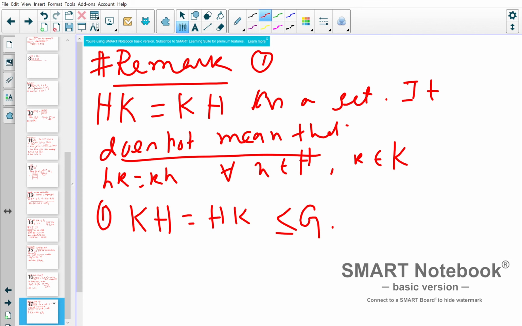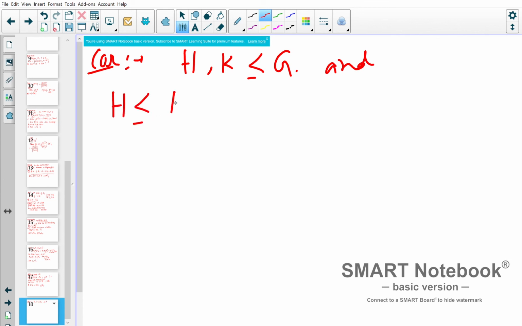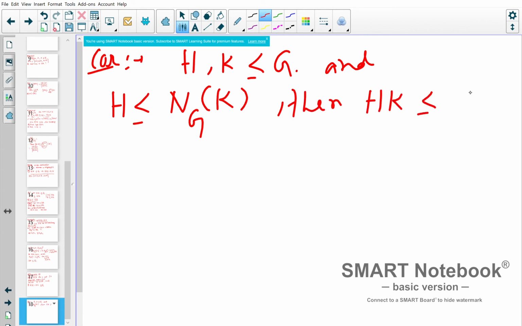In that case, HK is also a subgroup of G. One more important corollary you can find from this theorem: suppose we have H and K two subgroups of G, and you know that H is sitting inside the normalizer of K in G. Then HK is also a subgroup of G.